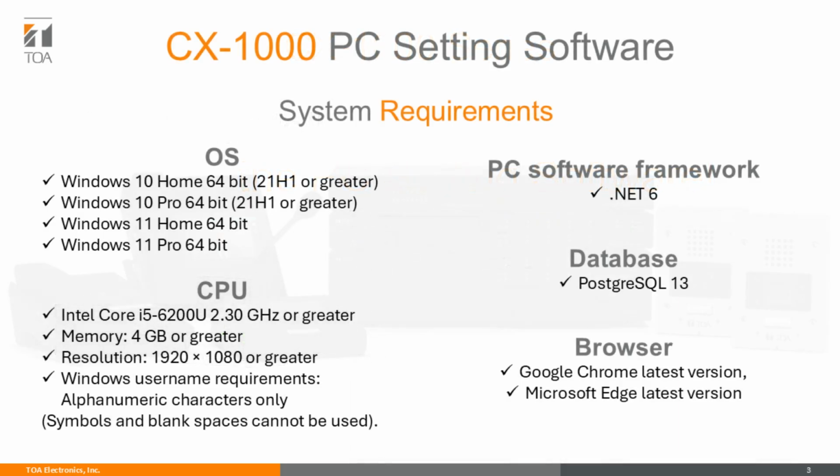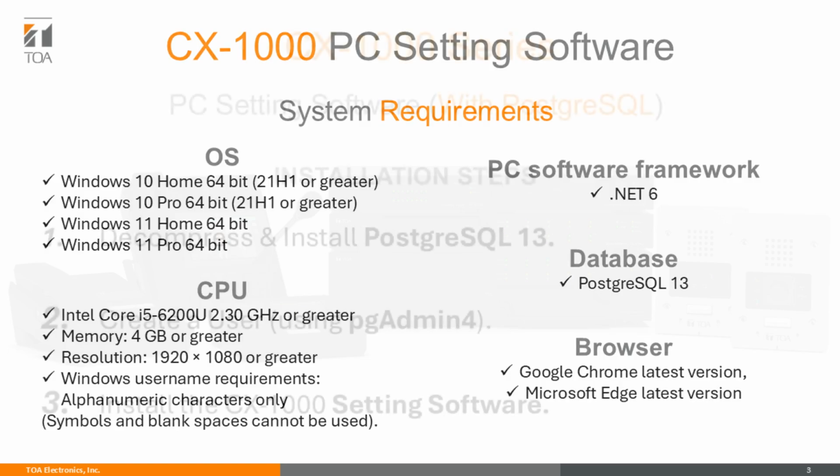Before we begin the installation process, let's quickly confirm the recommended system requirements for the CX1000 settings software. You will need a personal computer running a 64-bit version of Windows. The settings software framework requires .NET 6, and the database is PostgreSQL 13.